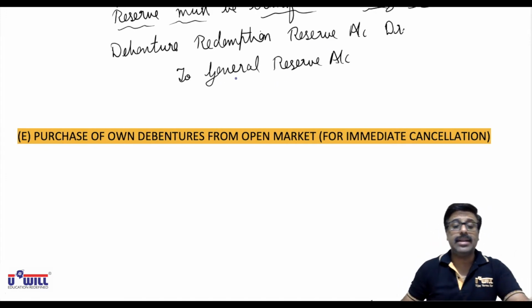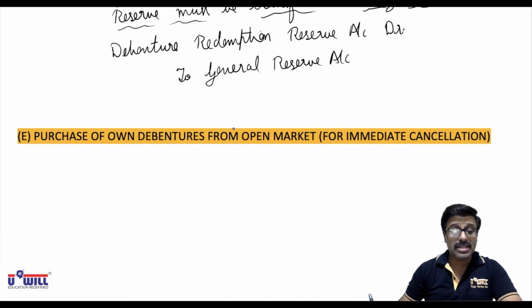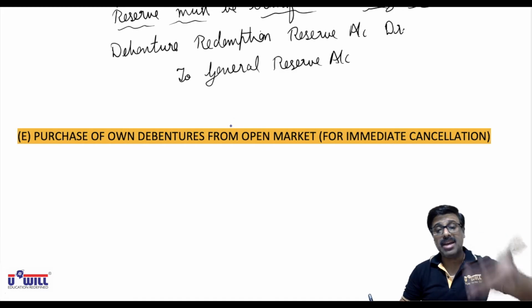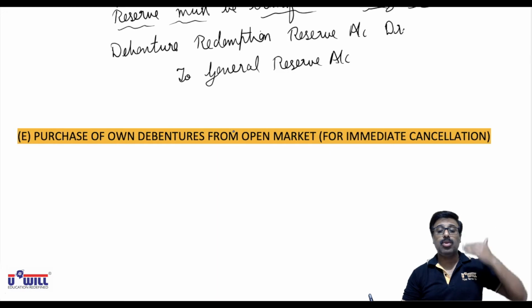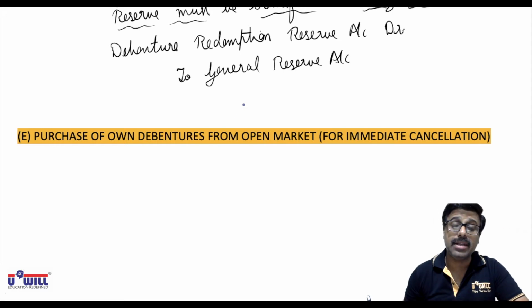Here the redemption automatically takes place, because just as from the stock market you buy shares, the same way from the open market you buy back your own debentures. Now when you buy back your own debentures, you have to repay the money to yourself only. So indirectly the money of debentures automatically gets repaid.